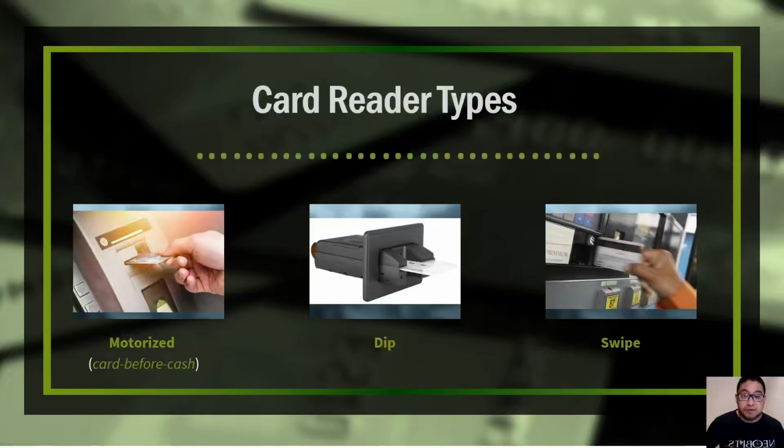So now let's talk about card reader types. We have three types of card readers: the motorized, the dip, and the swipe. The motorized is also called card before cash, because you have to insert the card and the card will stay in the ATM, in the card reader, until the transaction ends. When the transaction ends, the card will be given back to you. With the dip, we just dip the card, and that's it. We can make the transaction and we will not need to insert the card again or leave the card in the card reader. And the swipe will just read the magstripe of the card.